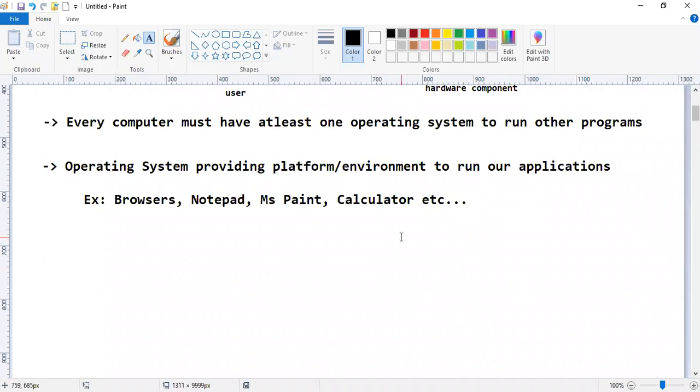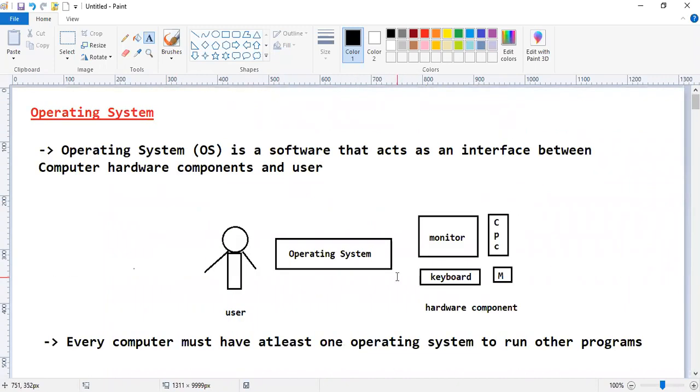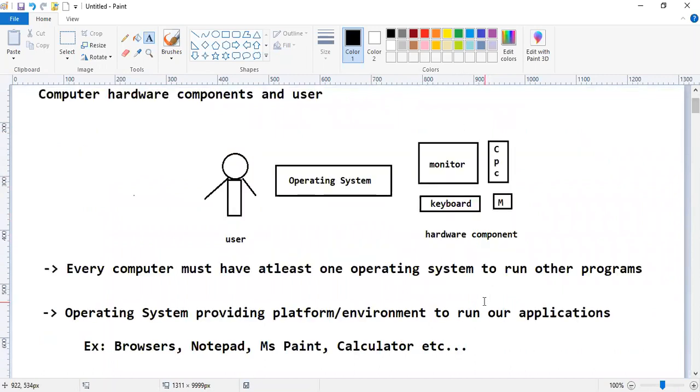Operating system helping us to communicate with the computer without knowing how to speak the computer language. Now, if you want to communicate with another person, you will choose one language like English or Hindi or Tamil or Gujarati, Bhojpuri, Kannada. Like that, there are several languages available. By using those languages, we can communicate with other people.